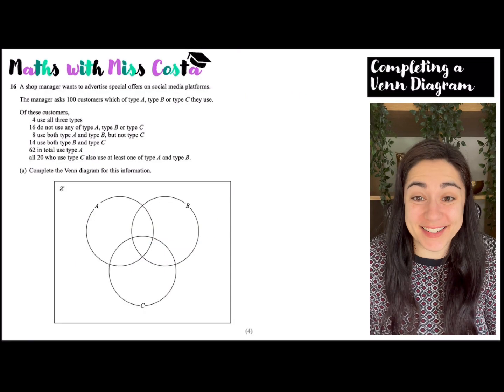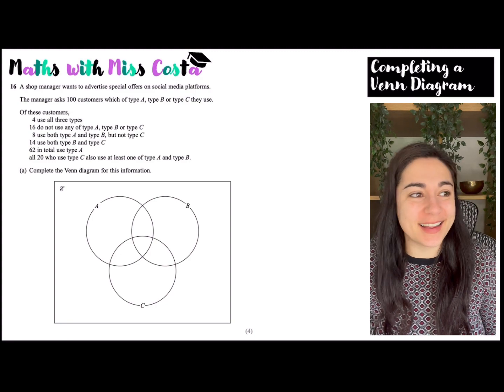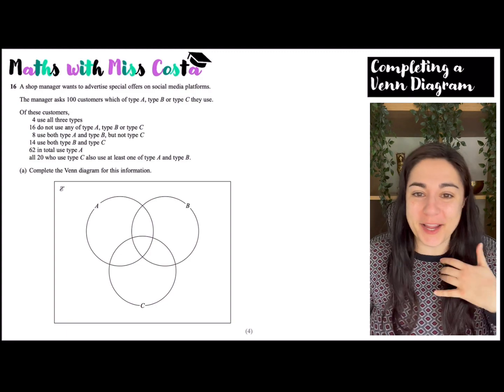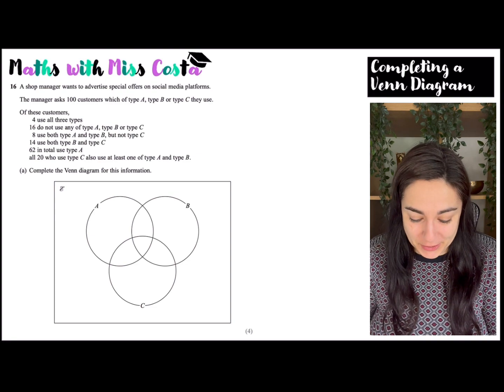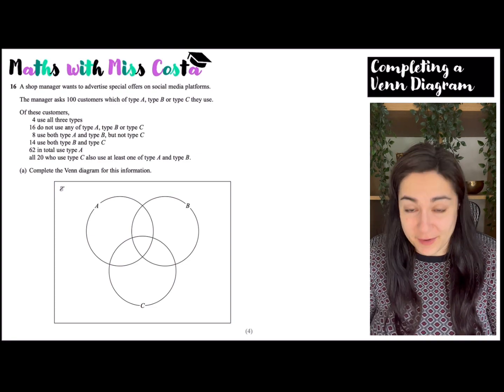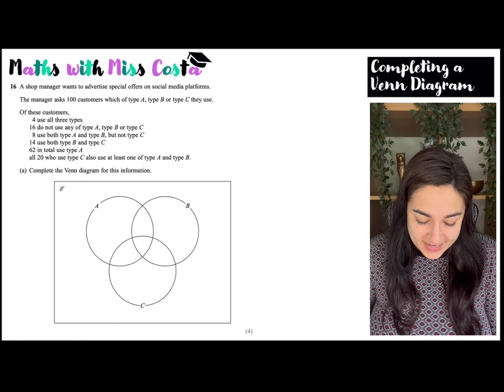So here we've got a Venn diagram question, and these are super fun. They're just like Sudoku. They're just like filling in things and using the information that you have been given to try and find the missing piece. So let's have a go at this.